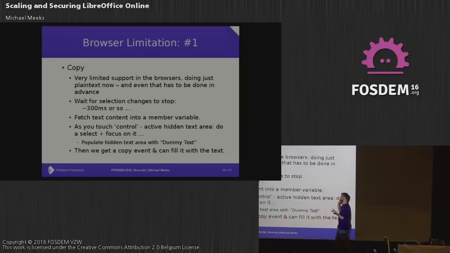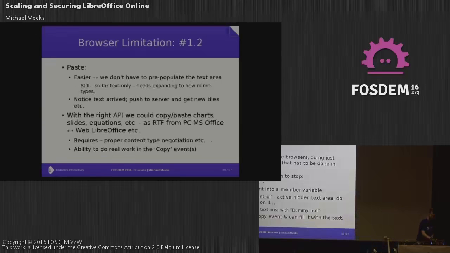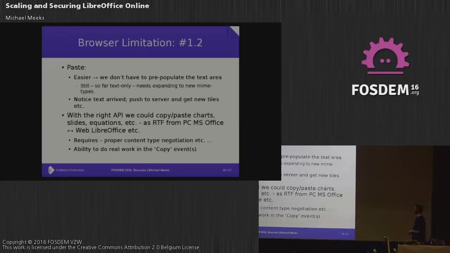As you touch the Control key, we create a hidden text area. It's absolutely wonderful. And we select the text inside it and focus it so that if they press Control-C, we will then get the event we need. So there's a nice little hidden text area with dummy text in it. And then we can get the copy event. And we can fill it with the text that we've stuffed away in the member variable here. Okay? Don't you love it? It's absolutely brilliant, isn't it? Anyway.